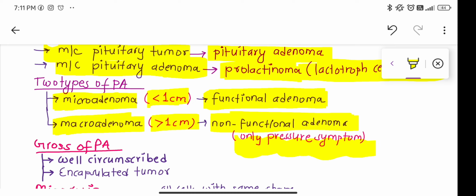So if there is pressure on the optic chiasma, it will lead to bitemporal hemianopia. This is a mass effect, and it is the only symptom caused by macroadenoma. There is no increase in hormone levels; the hormone level is normal in the case of macroadenoma.